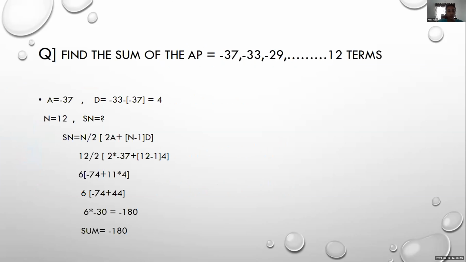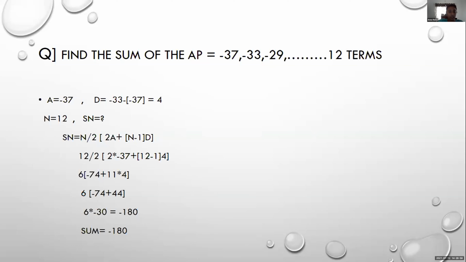So the a1 and a mean the first term, and an and l is the last term given in the question. And here in this question, find the sum of the AP negative 37, negative 33, negative 29 till 12 terms. So from this we can find the first term, that is negative 37, and also the common difference, by subtracting negative 33 minus negative 37, we get 4. It's given in the question there are 12 terms, so the number of terms is 12 and we have to find the sum. As the first term, the common difference and the number of terms are given, we can use the first formula, that is n by 2 into 2a plus n minus 1 into d.